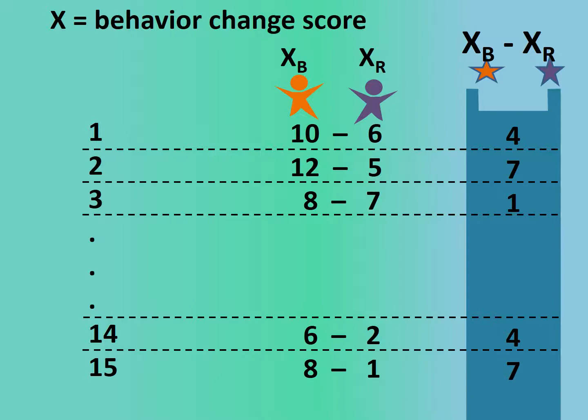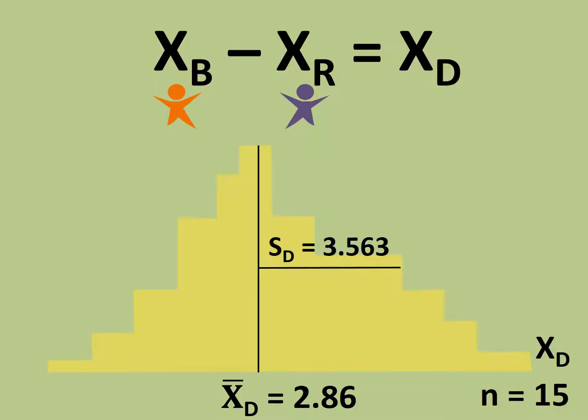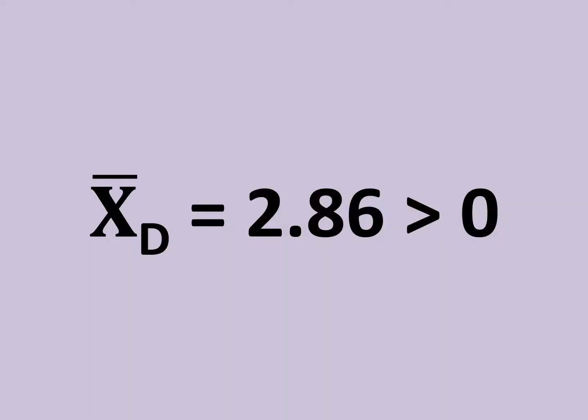We now have a sample of 15 difference scores, one for each pair, and we can use the sample mean difference score to test a hypothesis about a single population mean difference score. To simplify our notation, we will denote the difference for each pair by x sub d. For the 15 difference scores of our sample, we can then compute the sample mean x sub d bar to be 2.86 and the sample standard deviation s sub d to be 3.563.